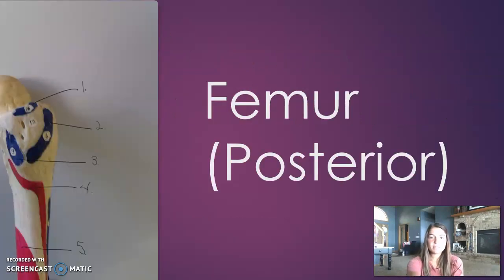So first we'll start with the femur on the posterior side. Number 1 is the insertion for the piriformis. Number 2 is the insertion for the gluteus medius. Number 3 is the insertion for the gluteus minimus. Number 4 is the origin for the vastus lateralis. And number 5 is the insertion for the vastus intermedius.